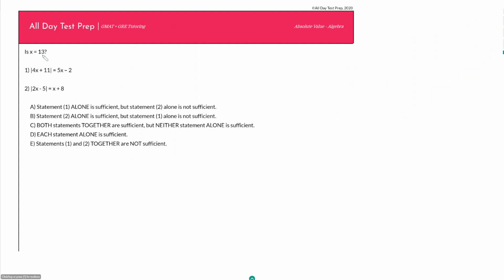So our question says, is x equal to 13? Literally no information given, just a question. And so statement 1 says the absolute value of 4x plus 11 is equal to 5x minus 2.